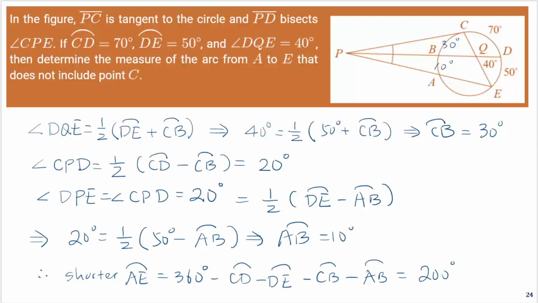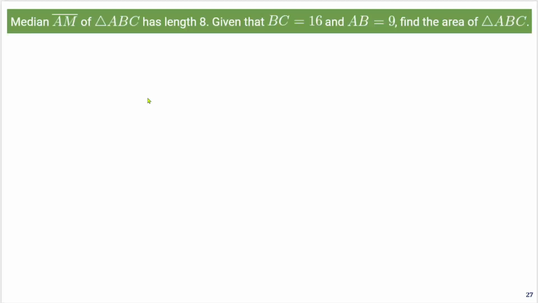Okay, then if you don't have any question, let's consider another question. Median AM of triangle ABC has length 8. Given that BC is 16, AB is 9. Can you find the area of triangle ABC?